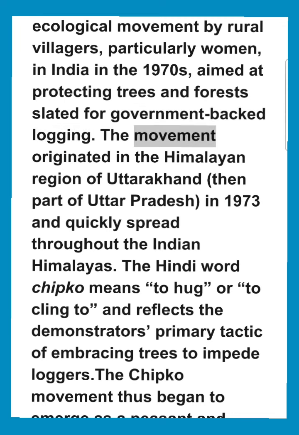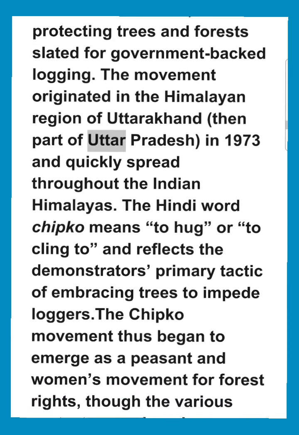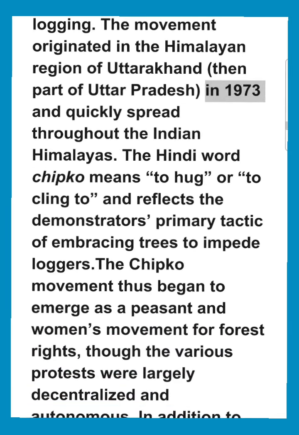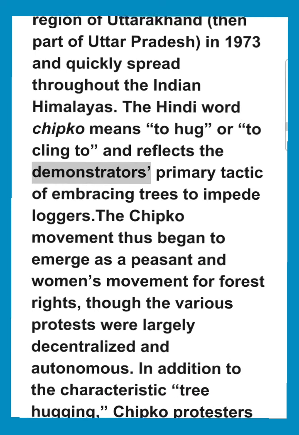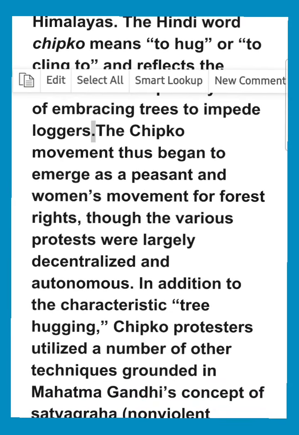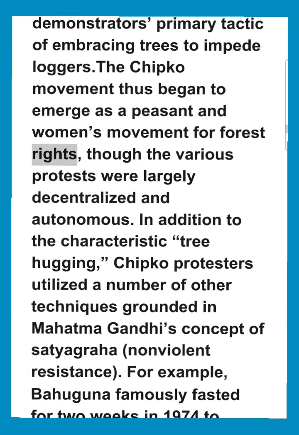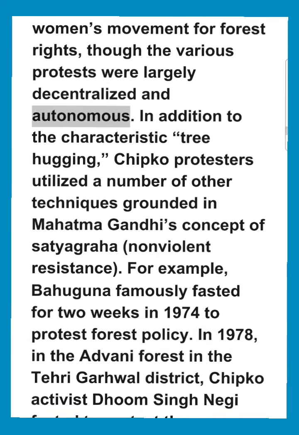The movement originated in the Himalayan region of Uttarakhand, then part of Uttar Pradesh, in 1973 and quickly spread throughout the Indian Himalayas. The Hindi word Chipko means to hug or to cling to and reflects the demonstrators' primary tactic of embracing trees to impede loggers. The Chipko movement thus began to emerge as a peasant and women's movement for forest rights, though the various protests were largely decentralized and autonomous.